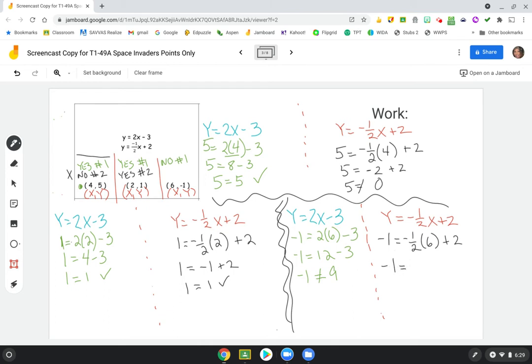Well, half of 6 is 3, and negative times a positive is a negative. So I have negative 3 plus 2.